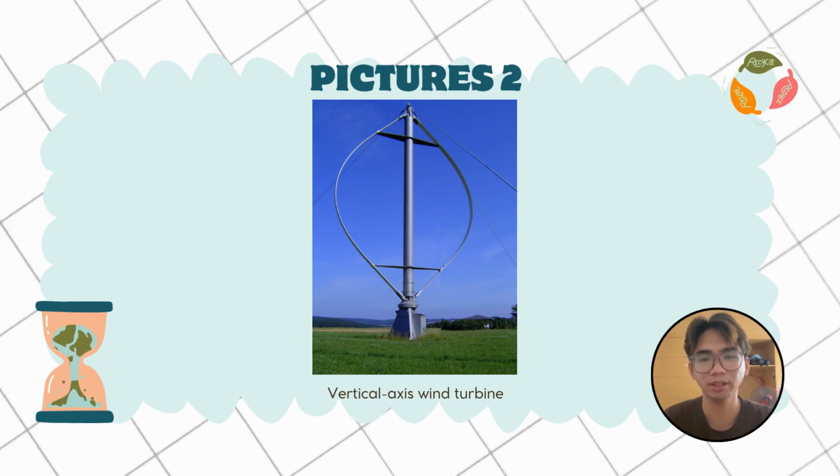So in addition, maintenance can be easier because some components are located closer to the ground. However, vertical axis turbines generally have lower efficiency and lower power output compared to horizontal axis turbines. So despite this limitation, they remain a useful option for small scale and specialized applications.